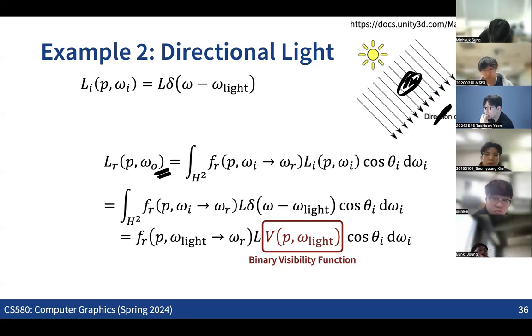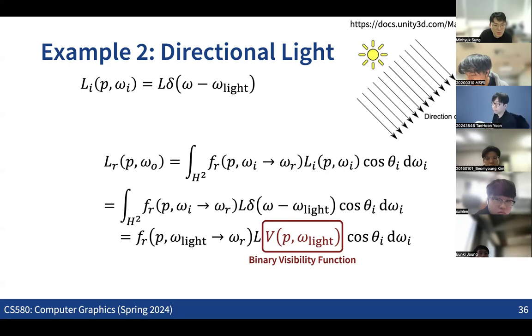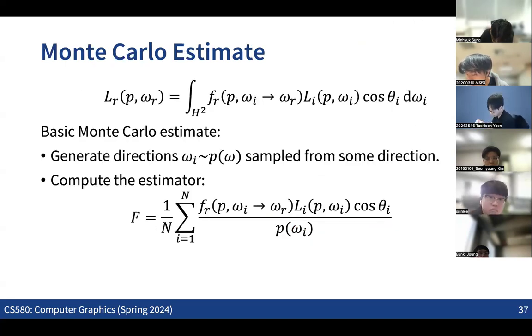But if we have an occluder occluding the light from the light source, then we have zero visibility here, and we make the outgoing radiance zero. So those are some special cases where we can calculate the outgoing irradiance without calculating the integral. But for the general cases, as I also mentioned, we can consider using the Monte Carlo estimate, right?